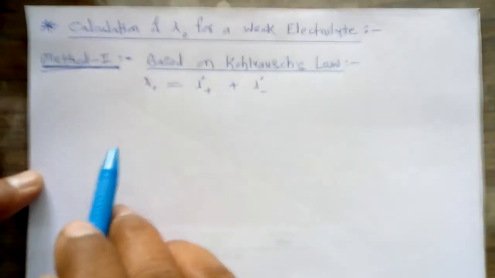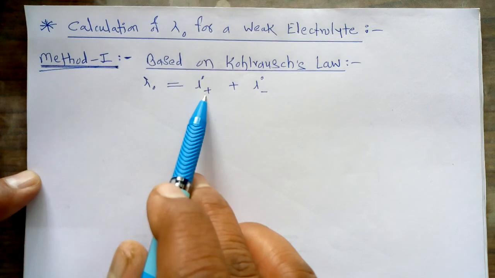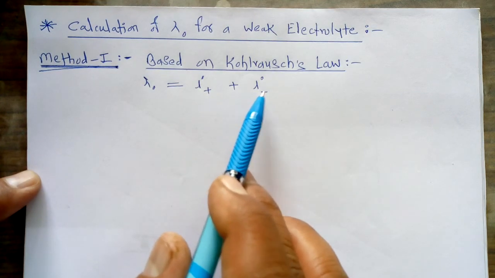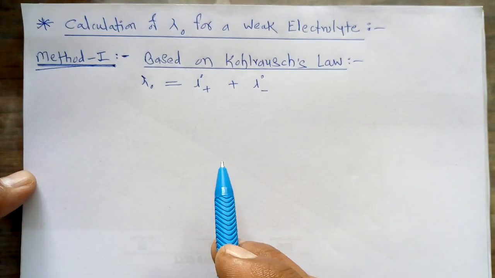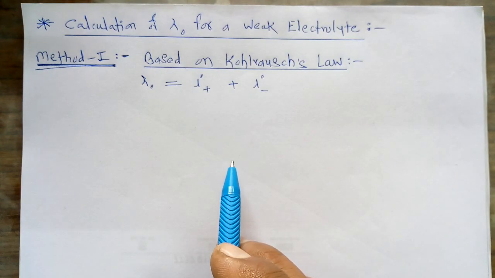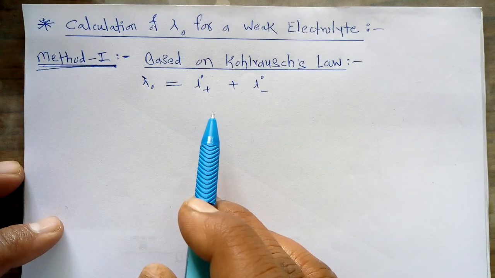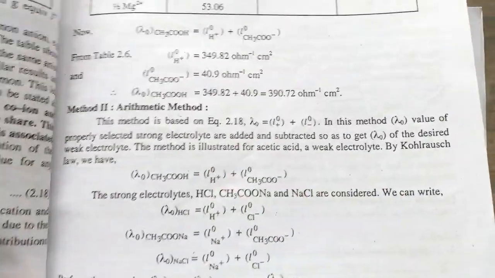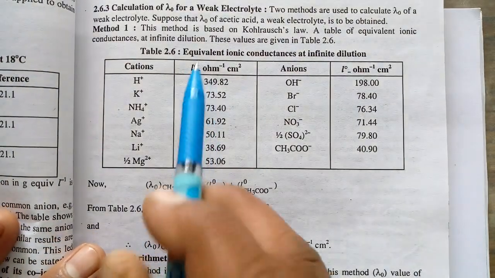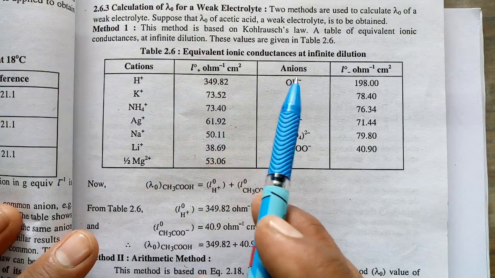For this purpose, we must know these two values, the equivalent ionic conductance of cations and of anions at infinite dilution. So, this method is based upon the values for these cations and anions. That equivalent ionic conductance we have to take into consideration for the calculation of lambda 0. These values are there for cations and anions at infinite dilution.